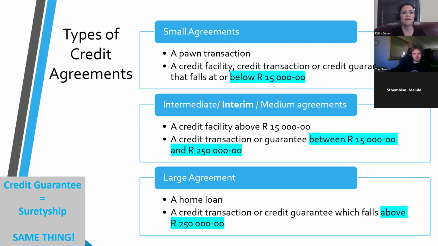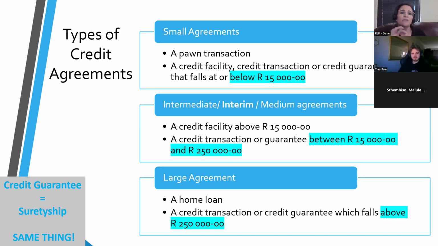So I told Tian, as long as you can identify the blue items, then you will be able to answer the questions tomorrow, because they only ask you, according to the NCA, what will be considered a small agreement, and you have to know that's at or below 15,000. A medium agreement is anything from 15 up to 250, and a large agreement will be anything more than 250. Okay.